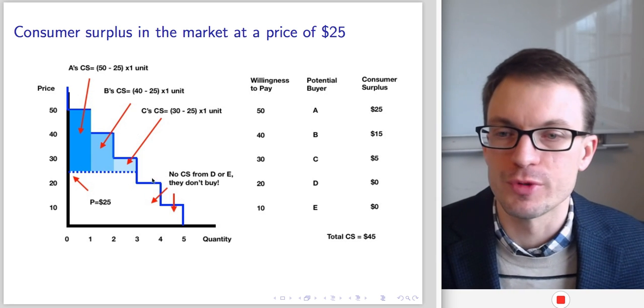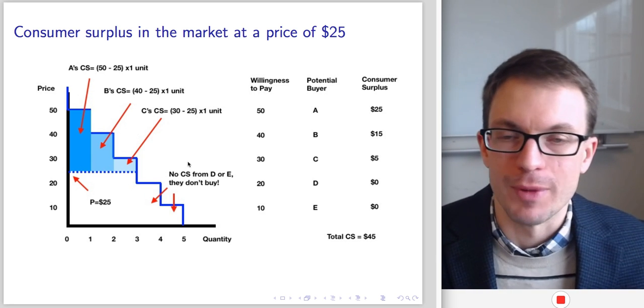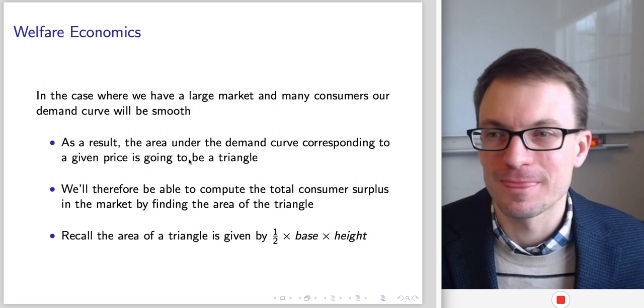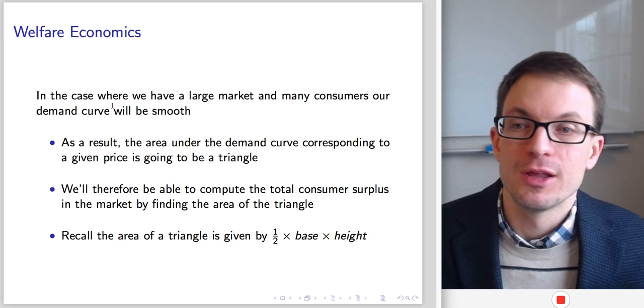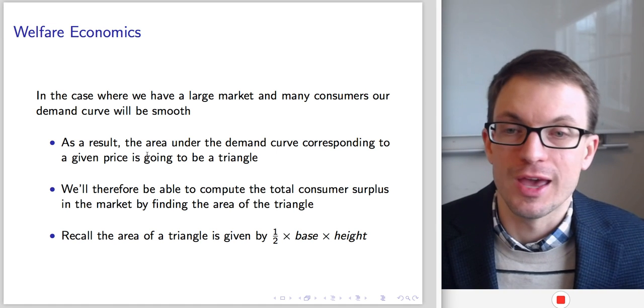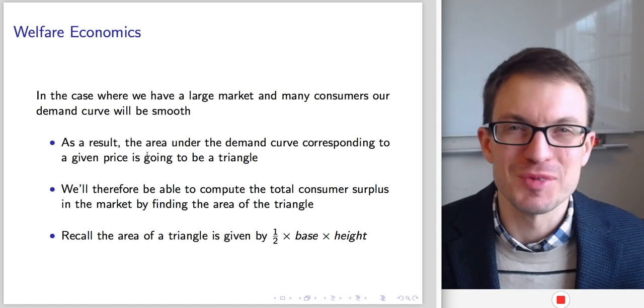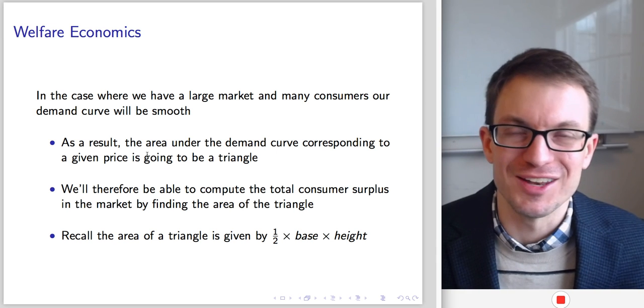And then there's no consumer surplus for D or E. They don't buy, so they're not in the market. All right, now in a case where we have a large market and many buyers, our demand curve is going to be smooth. And most of the analysis we're going to see is going to be with a perfect straight line demand curve.